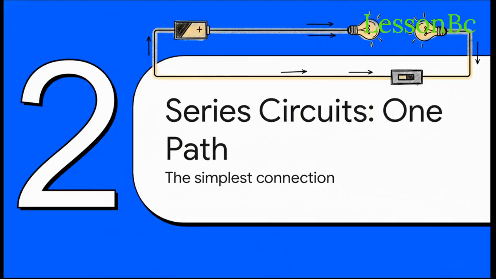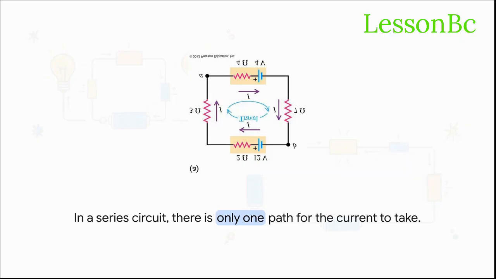Okay, with those basics under our belt, let's actually build our first type of circuit. On to section 2, series circuits. This is where electricity gets only one road to travel. Just take a look at this diagram. In a series circuit, all the parts are connected one after another, end to end, forming a single, unbroken loop. It's like a one-way street with no turnoffs.